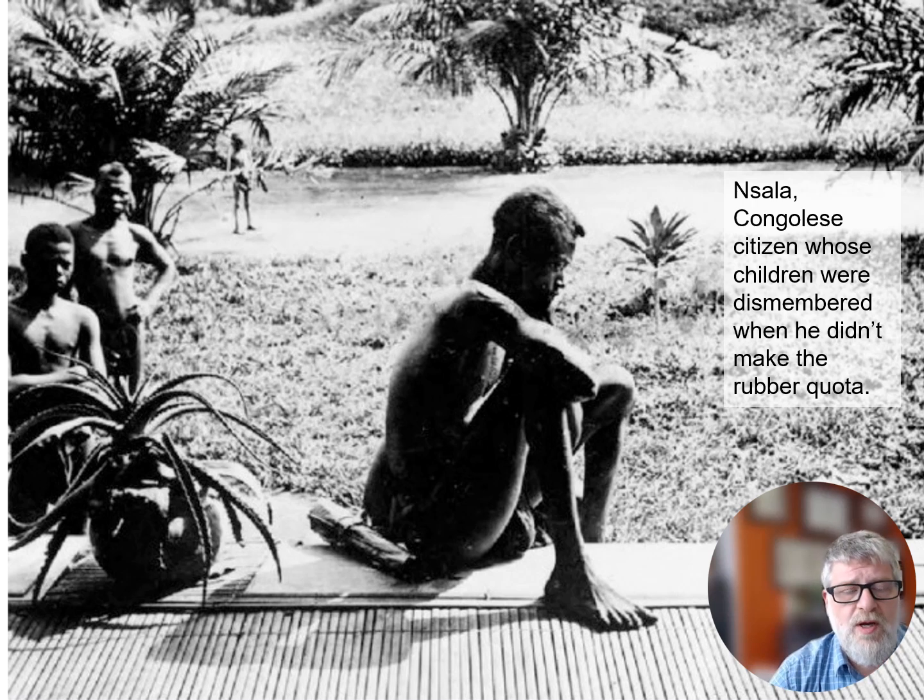In the Democratic Republic of Congo, in the Belgian Congo in 1904, the Belgians engaged in rubber quotas, and they wanted people who were working for them to produce a certain amount of rubber. If the people did not produce an appropriate amount of rubber, then they were beaten, their children were kidnapped, and if they missed the rubber quota repeatedly, their children would be dismembered.